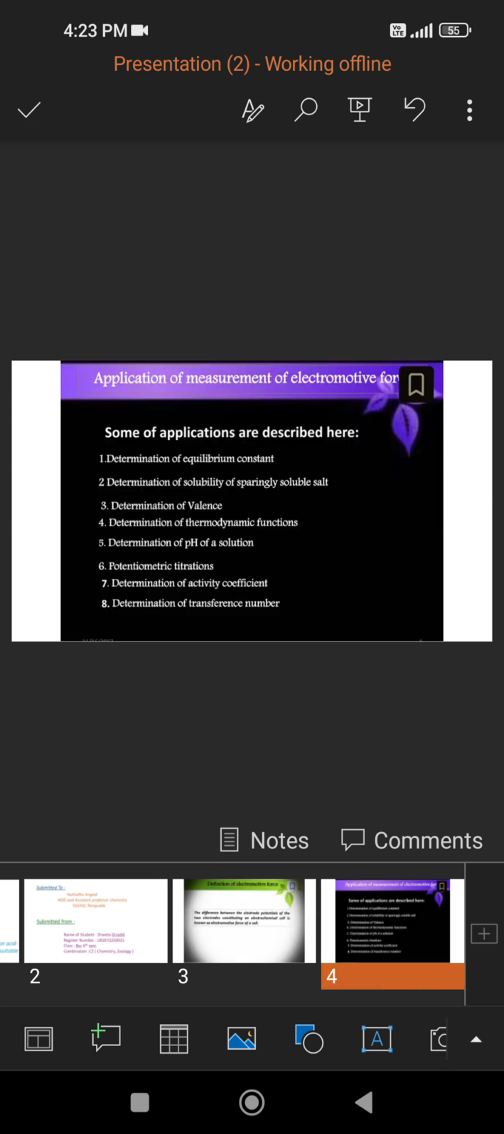The next one is application of measurement of electromotive force. Some applications are described here. First one is the determination of equilibrium constant. Second one, determination of solubility of a sparingly soluble salt. Third one, determination of valence. Fourth one, determination of thermodynamic function. Fifth one, determination of pH of solution. Sixth one, potentiometric titration. Seventh one, determination of activity coefficient. Eighth one, determination of transfer number.